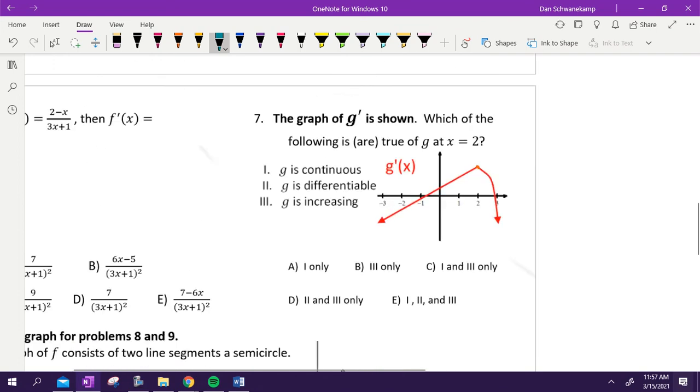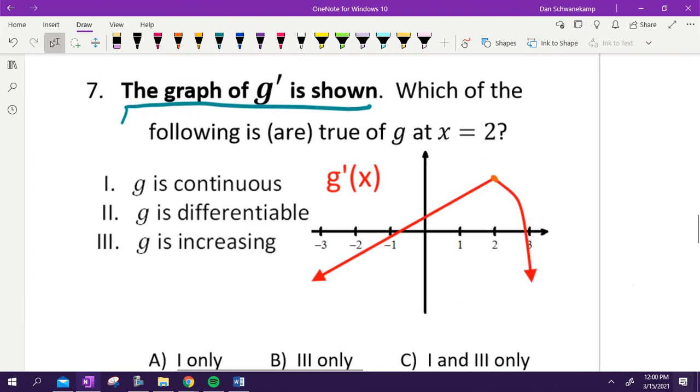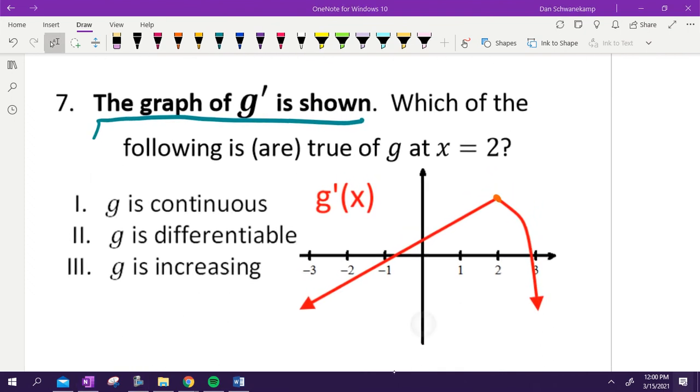Flip that paper over to the back side. Let's look at number 7. I strongly suggest you talk with your neighbor, but this is a graph of g prime. It is a g prime graph. Which of the following are true at x equals 2? See what you can do. Let's see what we can do here. It's a tough one, so don't be discouraged if at first glance this one's rough on you.